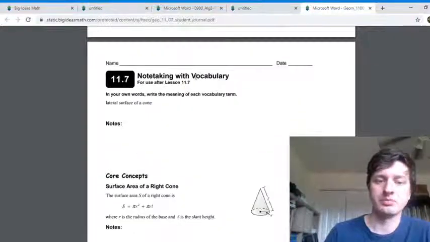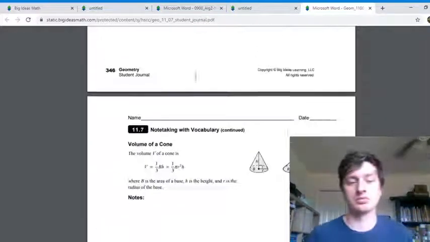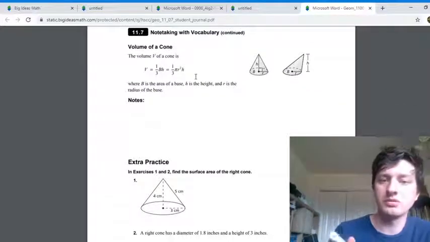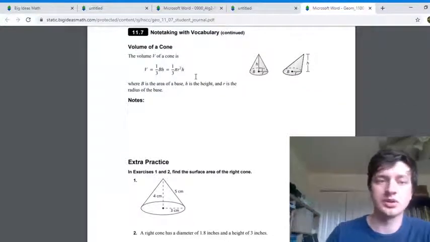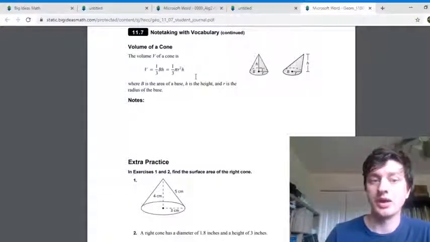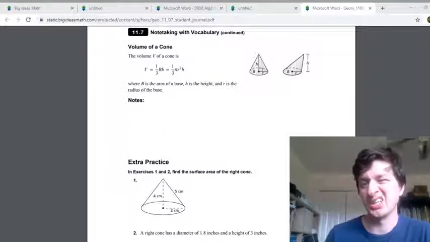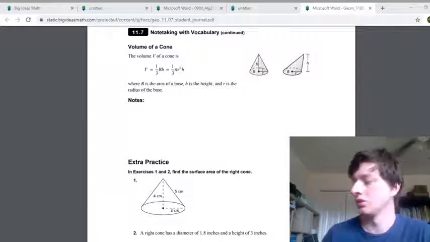That's kind of what that picture is illustrating there, but we're going to come back to surface area. We're going to talk about volume first. So the volume is the same formula here. Volume of a cone is going to be a third pi r squared times whatever the height is. So it's a third that's the key. So it's a third of a cylinder.